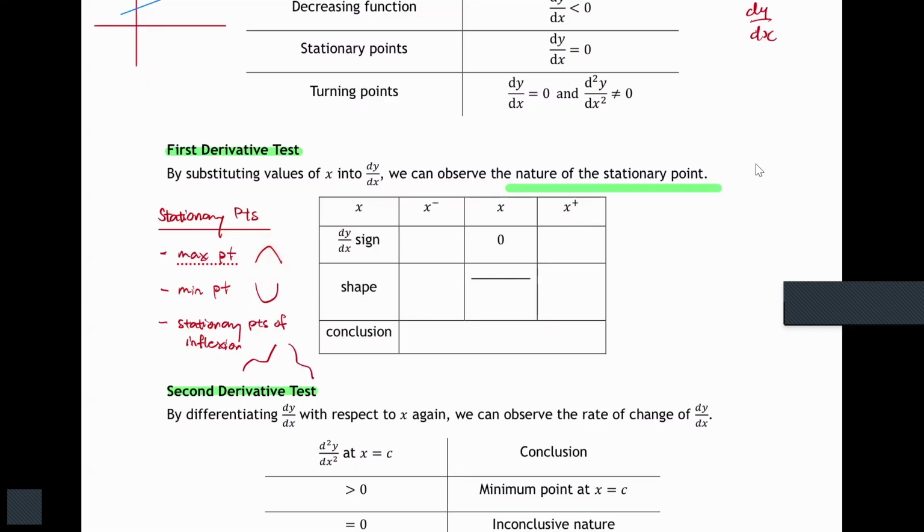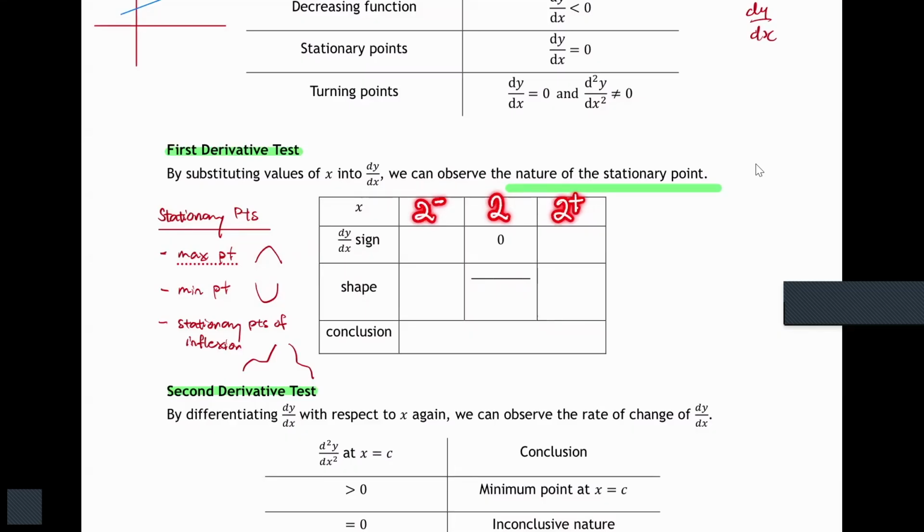We established just now that at stationary points, the tangent is horizontal, so dy/dx is equal to 0. In terms of the slope, it is just a horizontal line. So we need to know, right before this value and right after this value, what is the gradient of the graph. So we will sub a very small value. Say for example, this value is x = 2. I will sub a value slightly smaller, say 1.99, and a value on the right hand side.